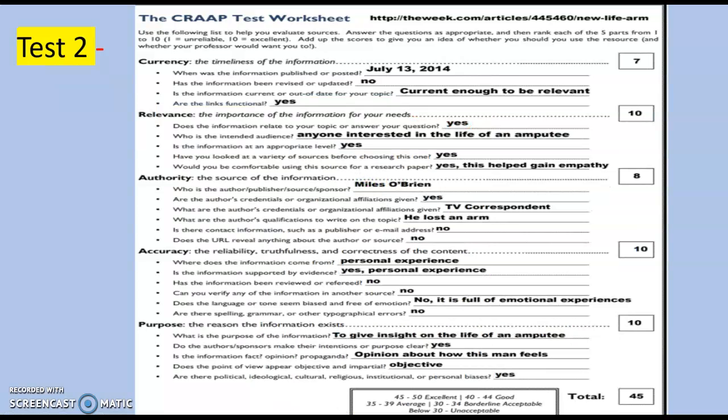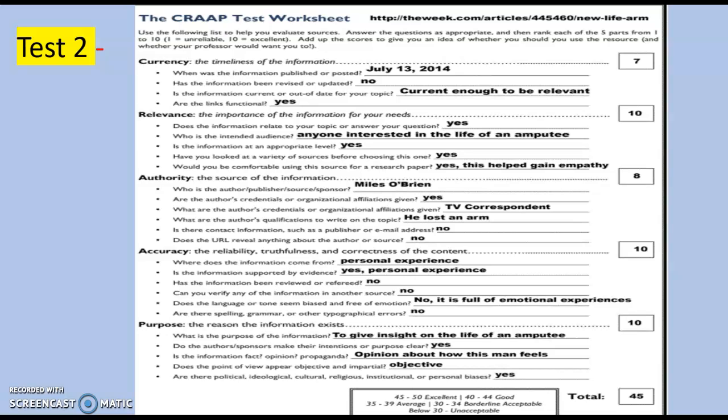This is the completed CRAP test that was administered via this article. Again, it was rated upon currency, relevancy, authority, accuracy, and purpose. Take note of some of the answers to the questions, some of the specifics that were given, and consider the differences from the first test, as well as keeping in mind the differences between the types of the two articles.